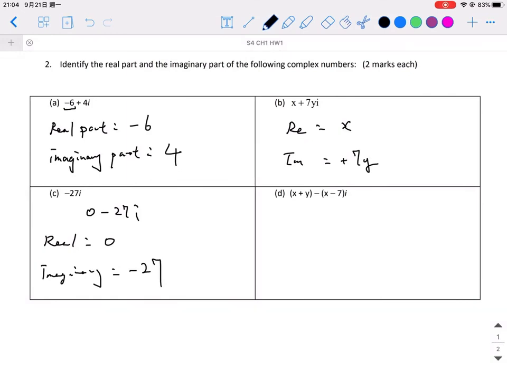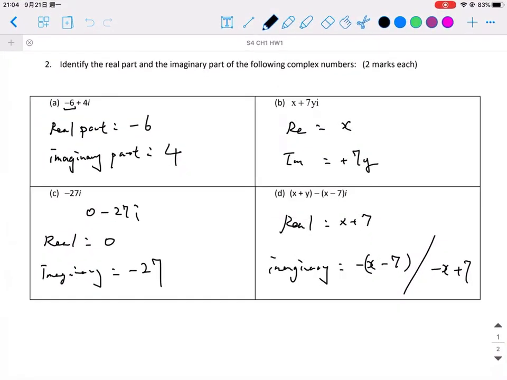And for the last one, the real part is obviously x plus 7. And for the imaginary part, you can have two options to write down. One is negative, a bracket, x minus 7, or you just remove the bracket and write down negative x plus 7, also okay. So let's finish question number 2.